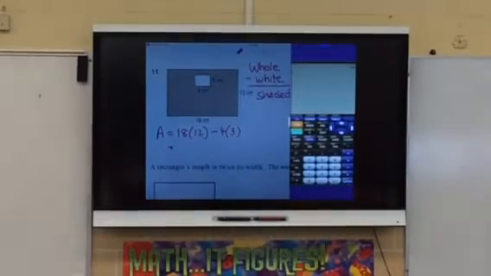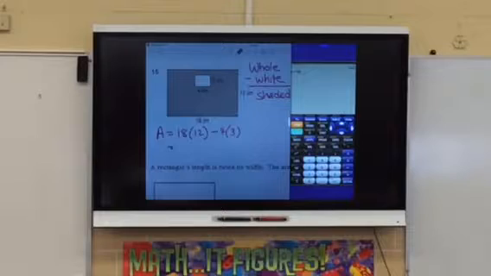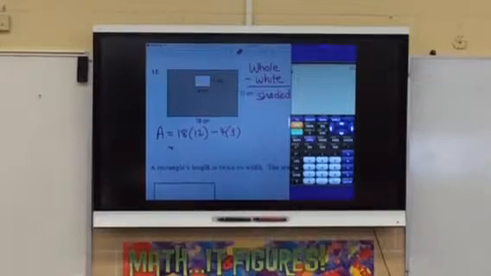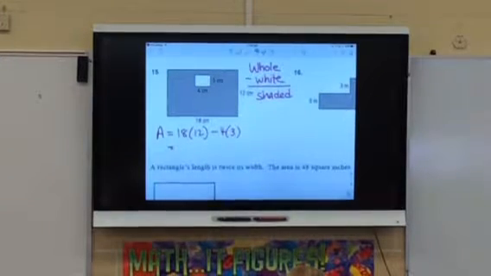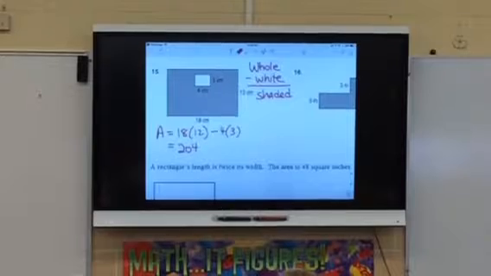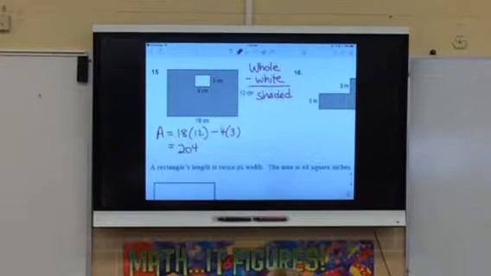Okay, so 18 times 12. And you're subtracting off 12. Oh, that'd be 17 times 12. 204. What's the label? Centimeters squared.